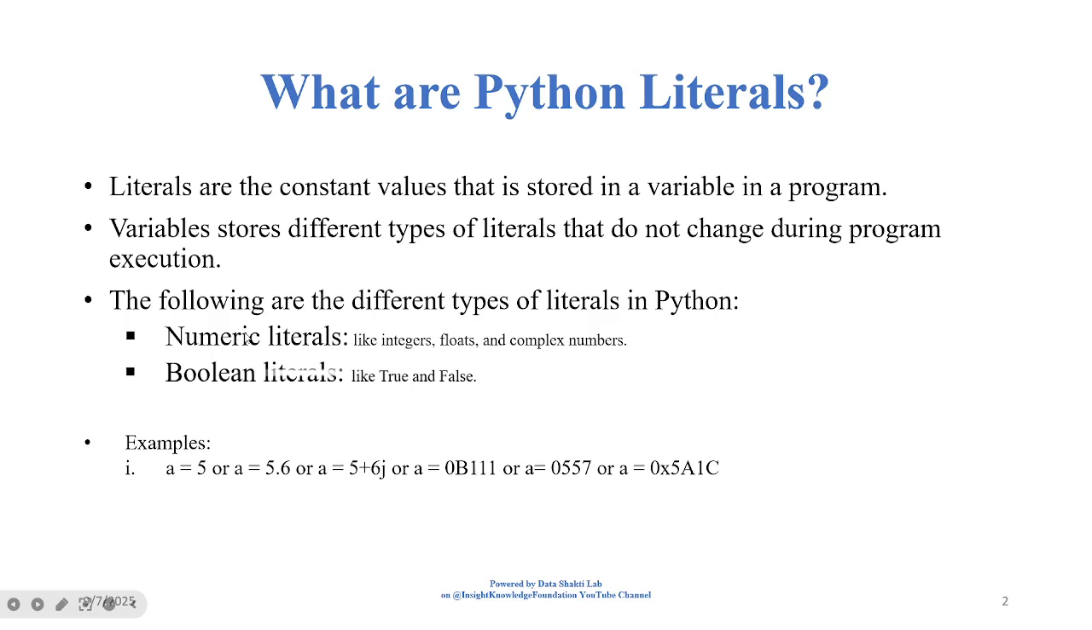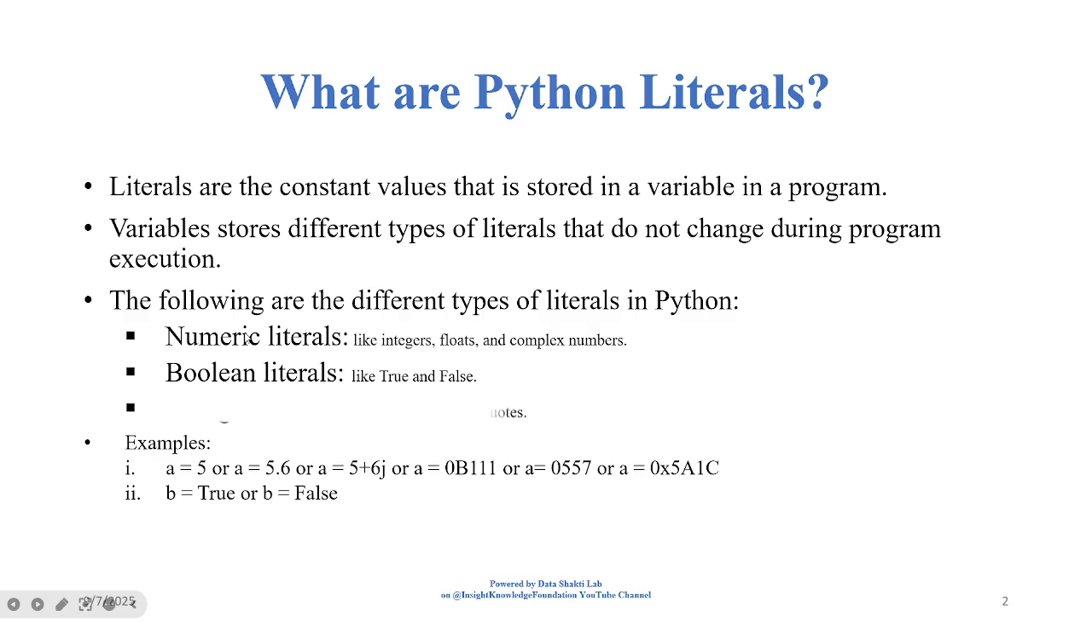The next type is Boolean literals. It represents the logical values such as true and false. In example 2, we can see that the variable B contains a value that is true or false. These are the logical values, or the Boolean values.